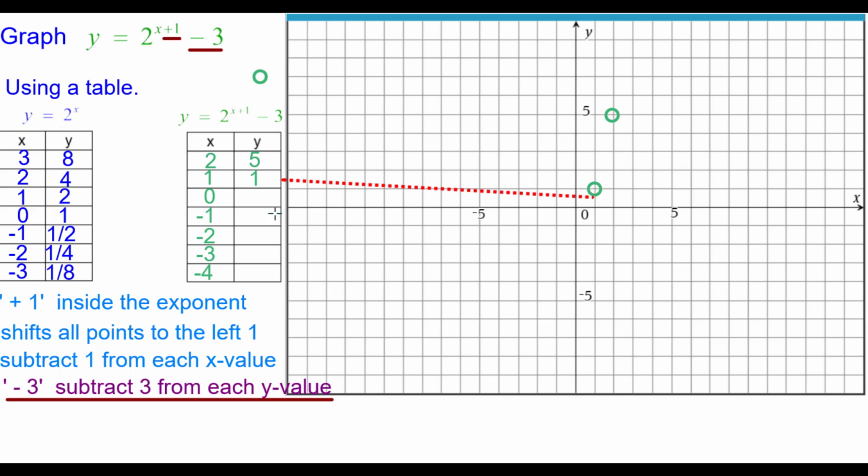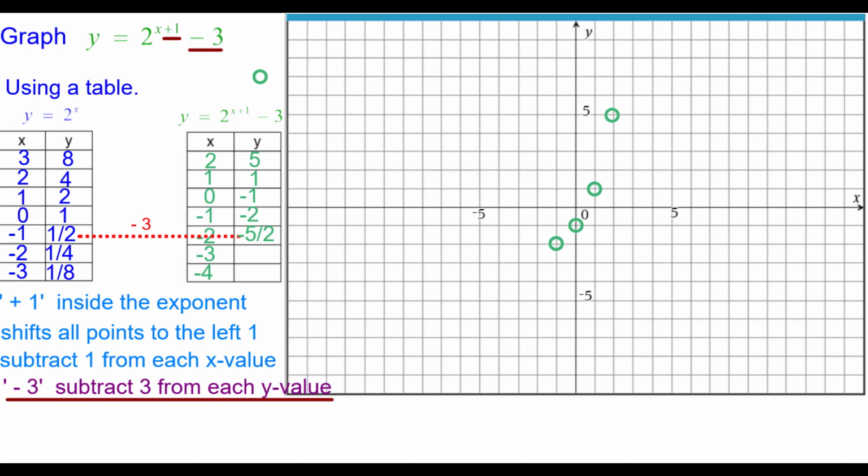We're going to ask you again to pause, finish the ordered pairs here, plot them, finish the graph, then resume when you're ready. 2 minus 3 is negative 1, 0, negative 1. 1 minus 3 is negative 2, negative 1, negative 2, and so on.